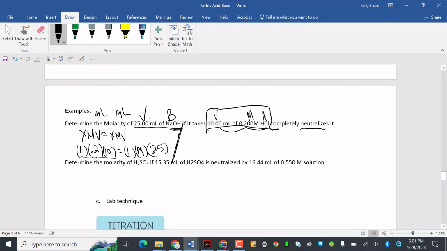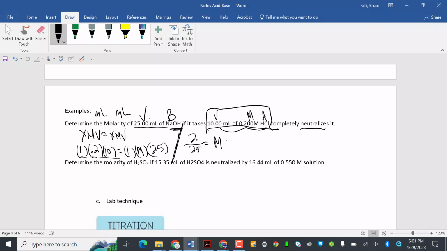So I'm going to multiply this left-hand side out. 0.2 times 10 is 2. And then I'm going to divide it by this side, divided by 25. Now, I didn't show you multiplying or dividing by 1 because it doesn't do anything. Just like kissing your sister.